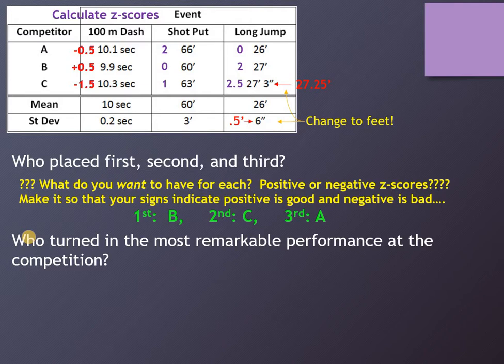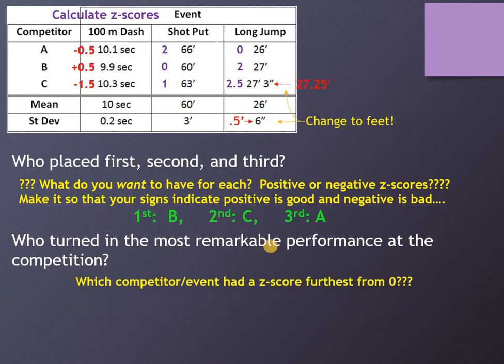Now, the second piece says, who turned in the most remarkable performance at the competition? This is not saying overall who won. We already did that one. This is saying who did something up there that would make you go, oh my gosh! Yes. C in the long jump. Absolutely. That is more than 2 standard deviations away from average. That's something that you would look at and go, oh, wow, that's amazing. So C in the long jump is the guy that had the z-score that was furthest from the average.